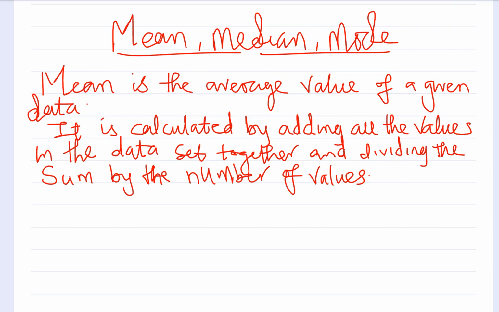Now what is mean? Mean is the average value of a given data. And how do we calculate the mean? The mean of a data is calculated by adding all the values in the data set together and dividing the sum by the number of values. Now it has a particular formula. And what is that formula? The formula is summation x over n.